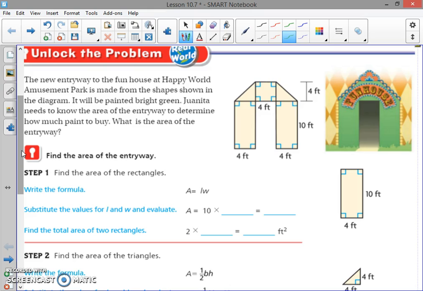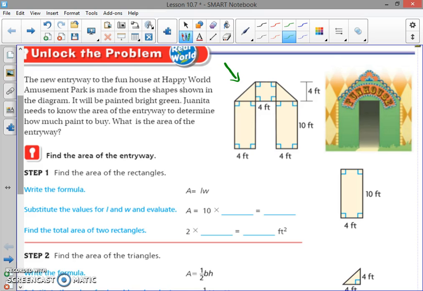So let's get to unlock the problem. The new entryway to the Fun House at Happy World Amusement Park is made from the shapes shown in the diagram. It will be painted bright green. Juanita needs to know the area of the entryway to determine how much paint to buy. What is the area of the entryway?